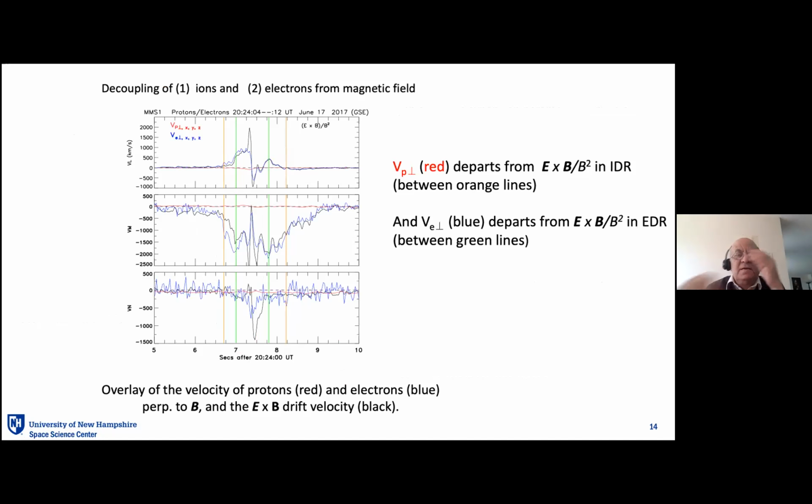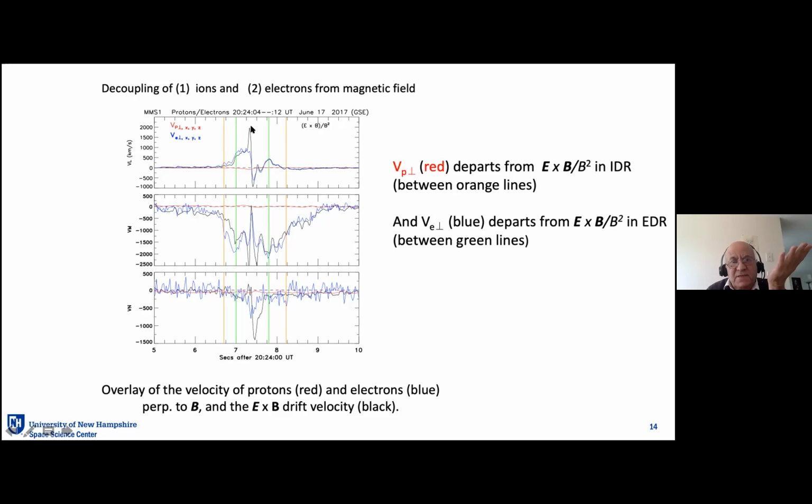And then to show further the decoupling of ions and also electrons, one proof of IDR and EDR, we plot here the velocity of the protons in red and of the electrons in blue, the components thereof which are perpendicular to B, and the convection flow. When they depart from the convection flow, you have demagnetized protons or ions.